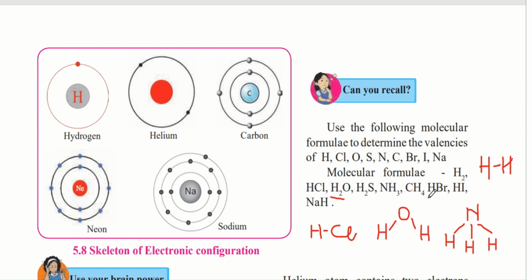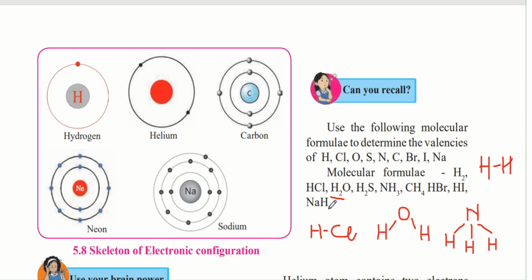Similarly, if you see CH4, that is methane, has 4 hydrogen atoms. Therefore, the carbon has a valency of 4 because one carbon atom is able to bind to 4 hydrogen atoms. HBr is hydrogen bound to bromine, and here there is just one bromine and just one hydrogen. So that tells us that the valency for bromine is also 1, same as the valency for hydrogen. Similarly, HI is hydrogen with one iodine atom, and here also iodine has a valency of 1.